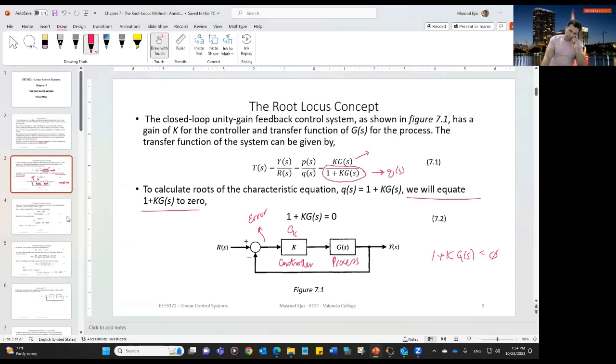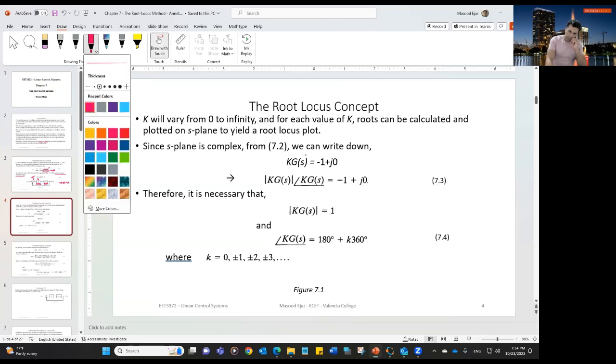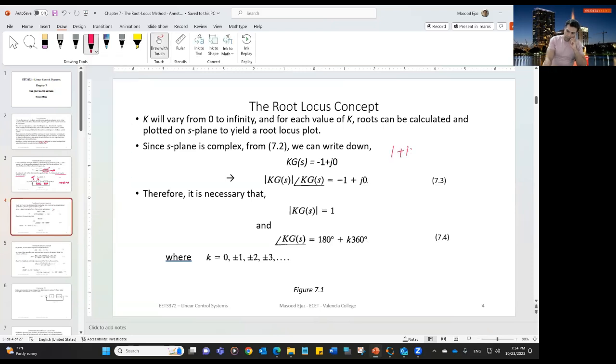Now remember, S-plane is a complex plane. So KGS we can write as -1 because 1 plus KGS is 0. So KGS is -1. Or we can write it down as -1 plus J0 just to represent that KGS is in the complex plane.